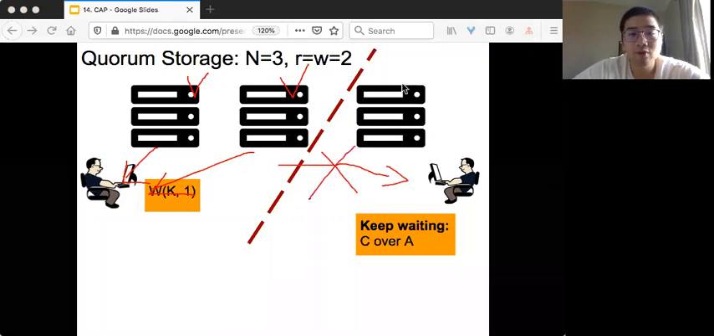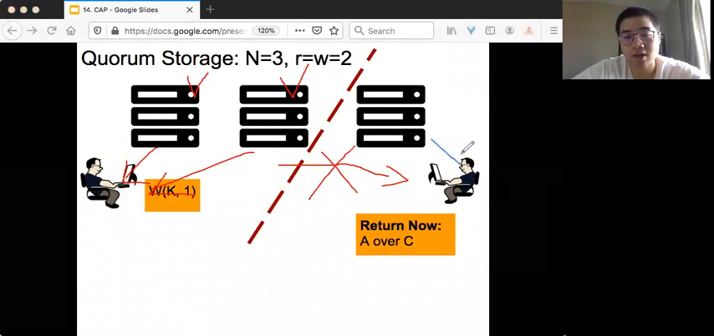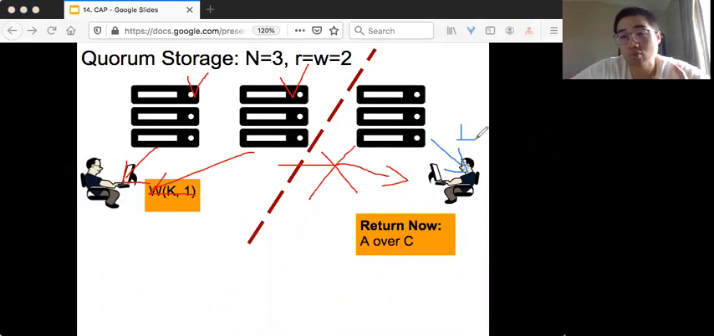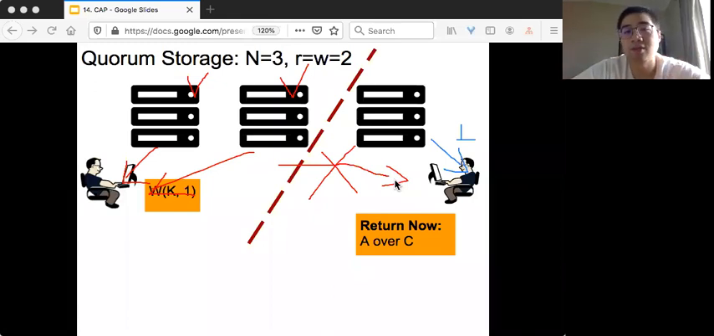Okay. On the other hand, the client can also say, hey, you know what? I don't really care about consistency. I can return right now, because this server on the right-hand side doesn't really receive one. But if you care about availability, this server can directly return to this client, saying, hey, this is what I get. And then in this case, you don't have consistency, but you have availability. Okay. So this is how the CAP theorem may apply to this leaderless storage.